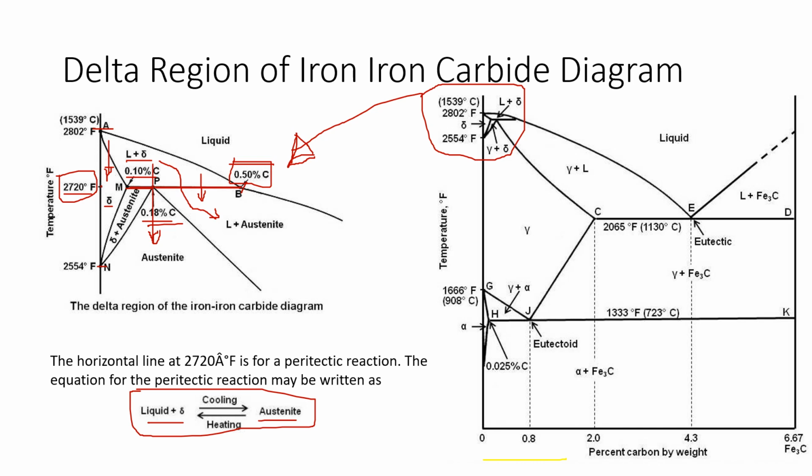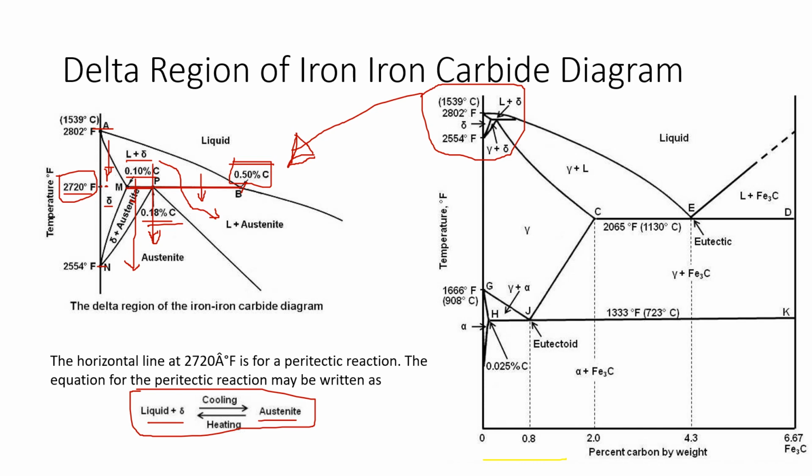Suppose the composition is more than point M, then what will be the solution? The solution will be delta plus austenite, and then when it is further cooled down to 2554, the microstructure will be different. The behavior of the microstructure below a composition of 0.8, and the behavior of the microstructure formed by cooling from liquid plus delta solution between the line MP to the austenite region will be different from each other.